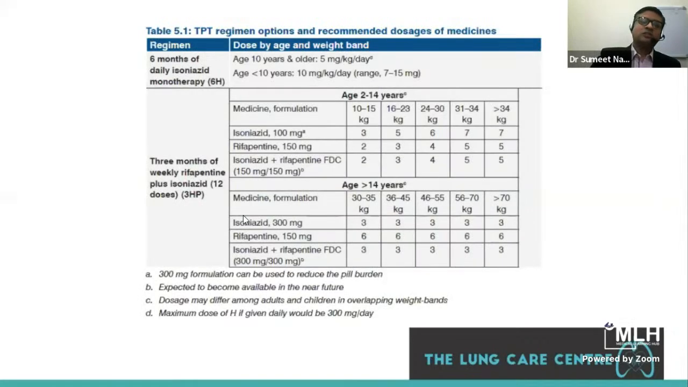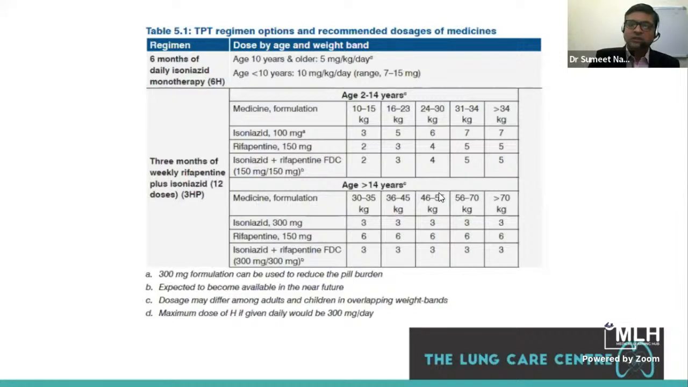There are two main regimes which we need to know. One is the 6H regime, where the patient is given daily isoniazid. The dose is 5 mg per kilogram per day for adults, and for children less than 10 years, the dose is 10 mg per kilogram per day. Another regime is the 3HP regime, wherein weekly isoniazid and rifapentine are given. For adults, the dose is 900 mg of isoniazid and 900 mg of rifapentine. It is given for 12 weeks.